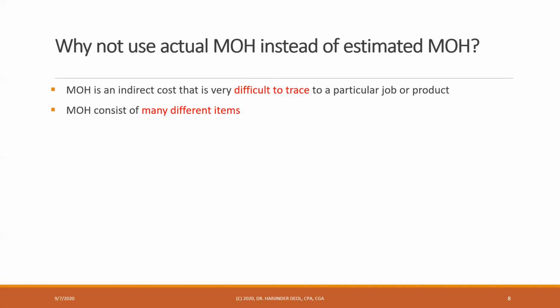Secondly, manufacturing overhead consists of many different items. Some examples might be factory rent, factory insurance, depreciation on the factory equipment, utilities costs, factory supervisor salaries. So you can get the idea there. Because MOH consists of many different items, it is very difficult again to try to tease out how much of the actual manufacturing overhead relates to a particular job or product.